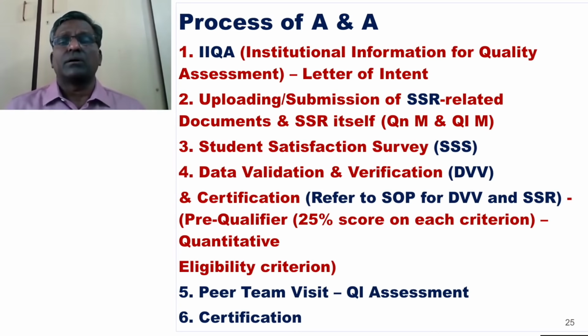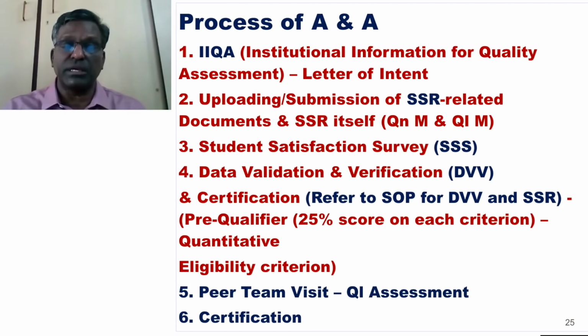Now, with reference to this particular slide, I would like to talk about what is the process of A and A. A and A stands for assessment and accreditation. Now we are in the month of June. Probably by July or August, the new academic year would begin. Now, how do students join a college or a university? So the first thing they have to do is submit an application.